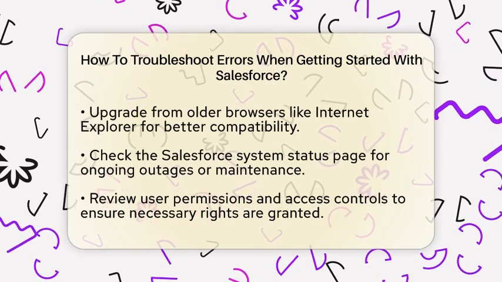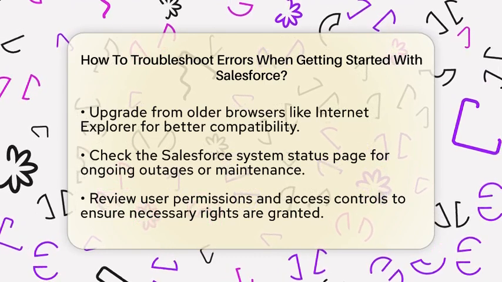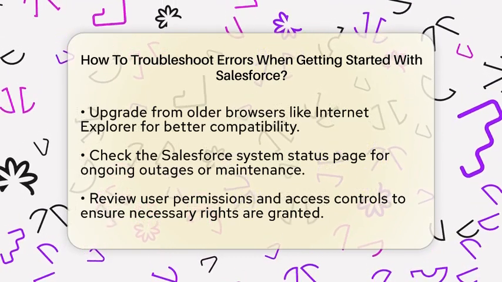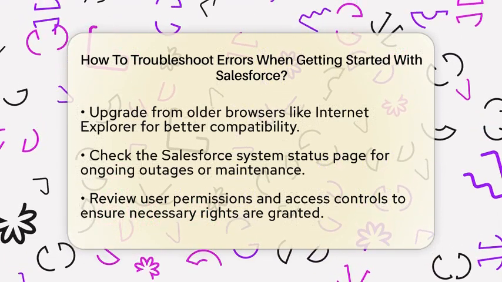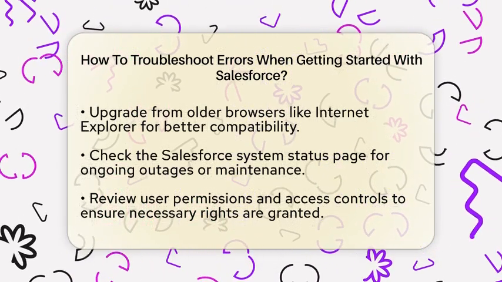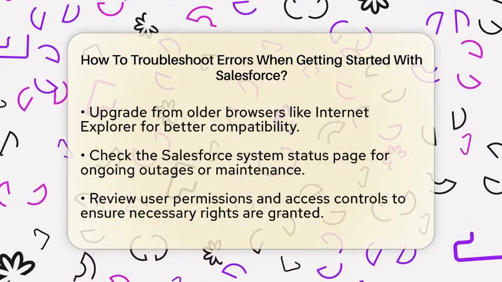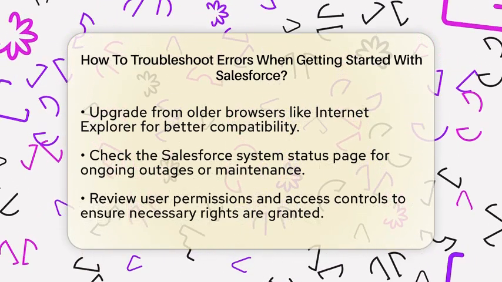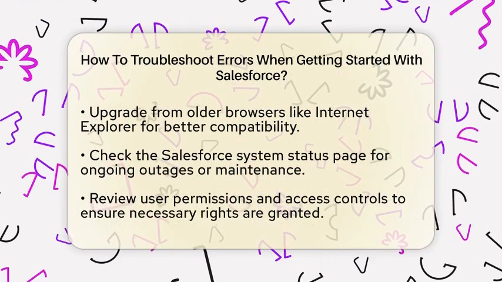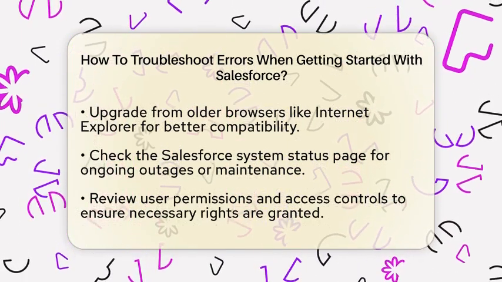Do not forget to review user permissions and access controls. Salesforce restricts actions based on profiles, permission sets, and sharing rules. Errors often occur when users do not have the necessary permissions to view or edit certain fields or records. Make sure the user has the appropriate rights for the task they are attempting.